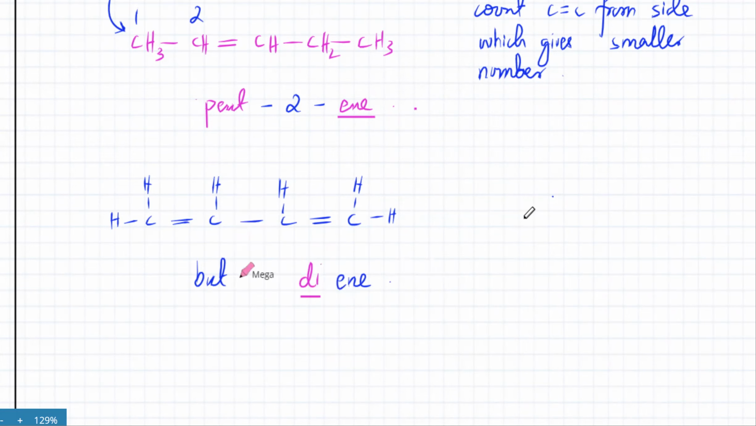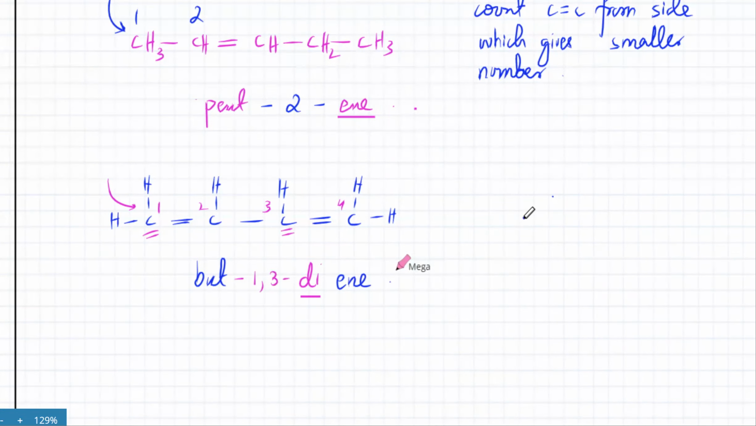You count from either side, it gives the same number. So in this case, this would be 1, 2, 3, and 4. One double bond is at position number 1. The other one starts at position number 3. So it's going to be 1,3-diene. So you're going to give the position of both double bonds.